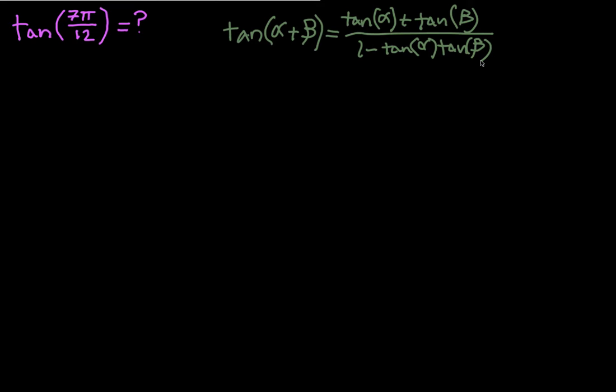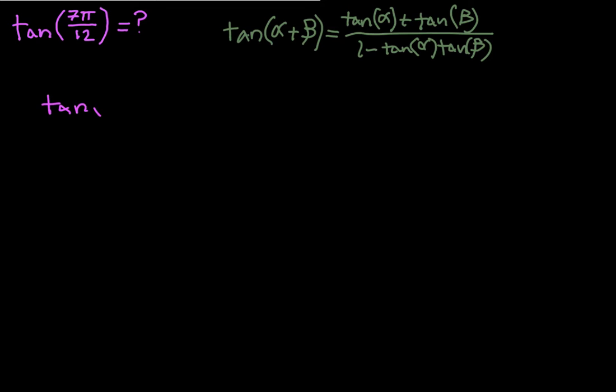Alright, so how can that help us? Is there any way we can break 7 pi over 12 down into two angles that we are familiar with and that we could perhaps sum to get the angle that we desire? So 7 pi over 12. Well, we can probably take out 3 pi over 12 and 4 pi over 12 because those seem like they might be helpful.